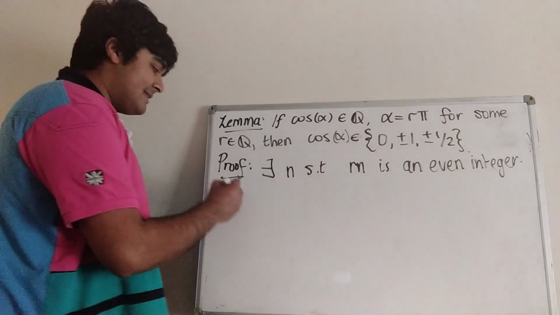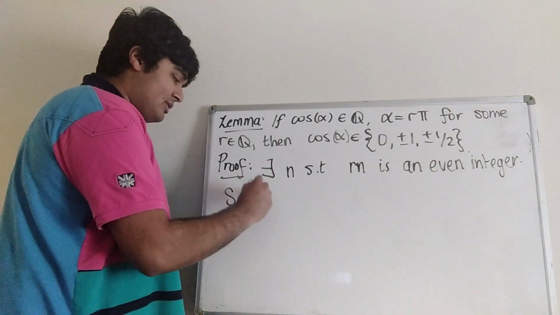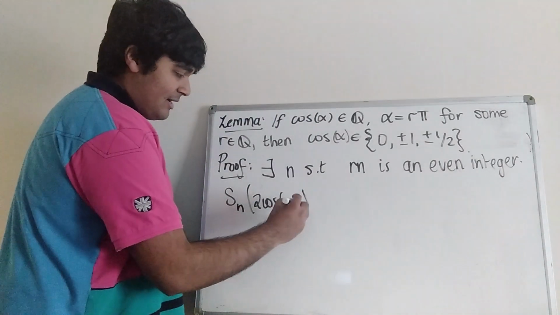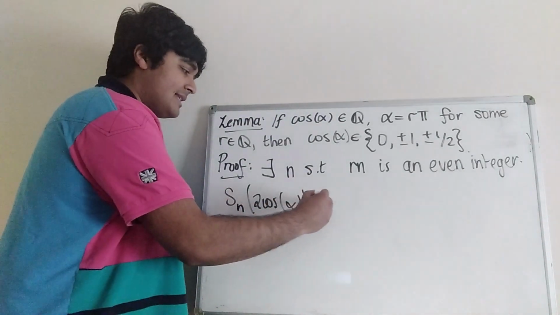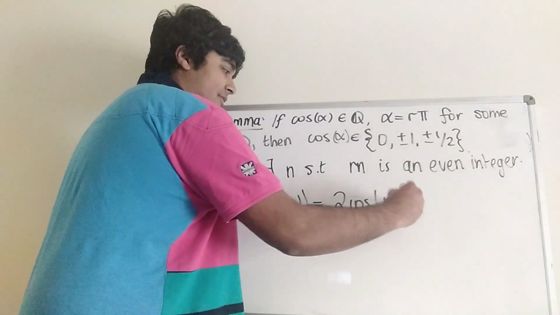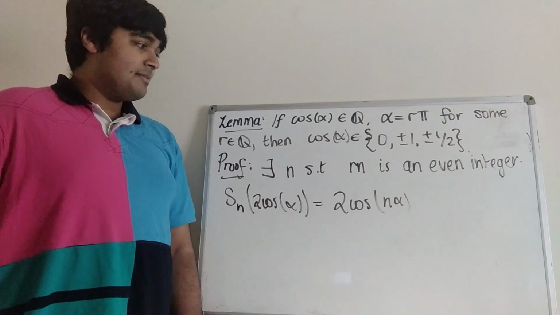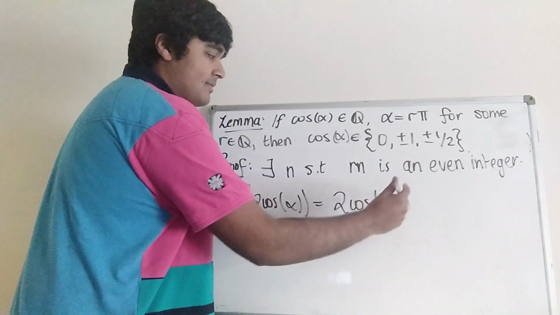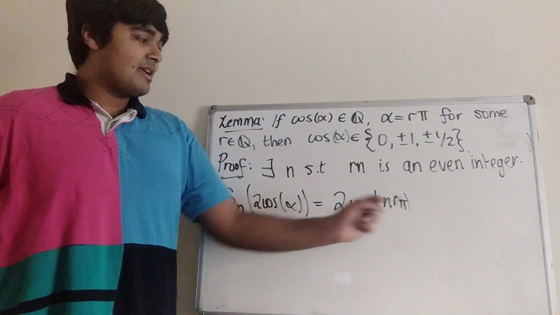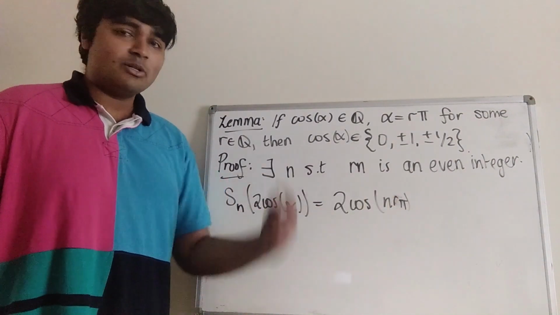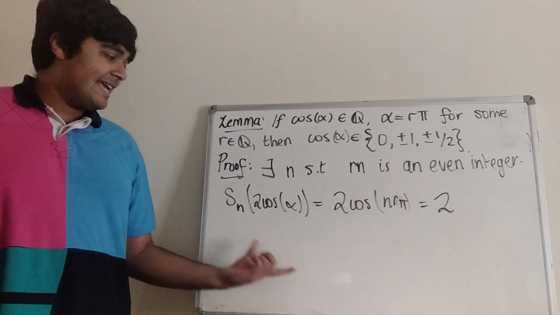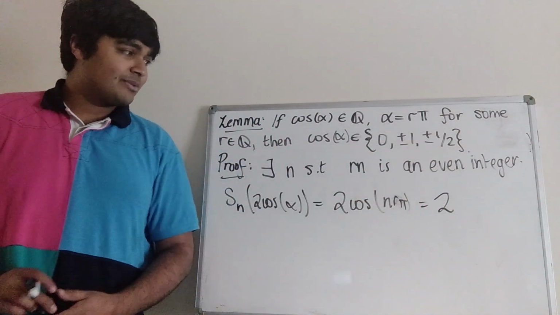Then what we're going to do is consider Sn of 2 cos alpha. Well, this thing here is equal to, by the lemma, 2 cosine of n alpha, but alpha is just r times pi, so I can replace this with r times pi, and now we've got nr, which is an even number, times pi. Cosine of an even multiple of pi is just 1, so this is just going to be equal to 2. So Sn of 2 cosine alpha is equal to 2.